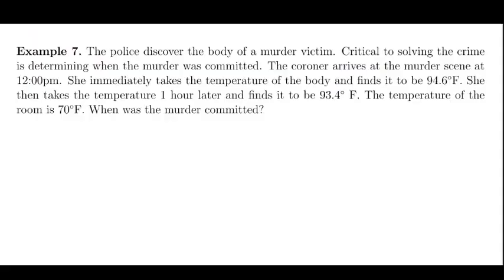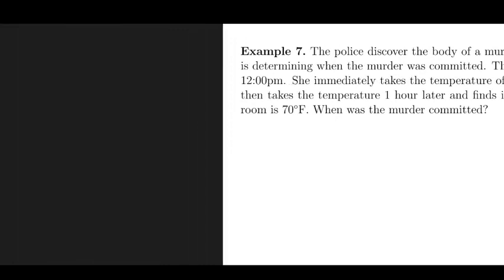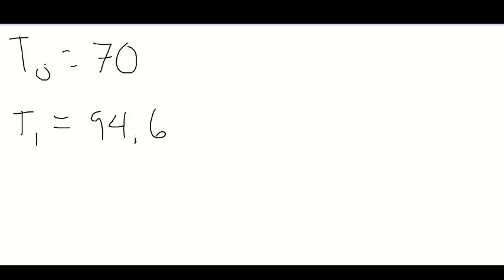Let's write down everything we're trying to solve, so let's continue writing down everything that we know first. We want to first figure out what our T naught and what our T1 is. Remember, from the formula, T naught is the surrounding temperature, so that would be the temperature of the room around the body, and T1 is the temperature of the body. This time we're going to talk about the temperature when I first walked in there. I, as the coroner, first walked in and checked the temperature of the body, and I got a temperature of 94.6. So that's going to be our T1. Now we're going to use that information and see what we can do to plug that into our formula.